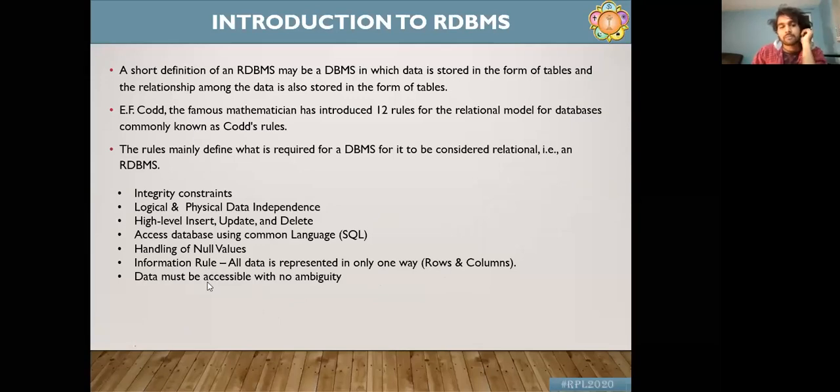And then, data must be accessible with no ambiguity. So what is the meaning of ambiguity? Duplicacy, right? It says that data should be accessible with no ambiguity, which means there should not be duplicate data, having the same data again and again. That will create a lot of problems if you have duplicate data.